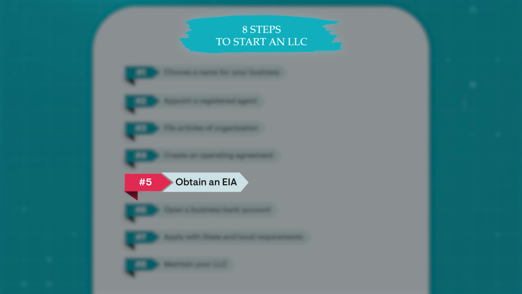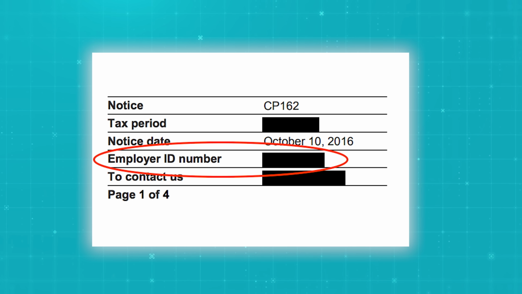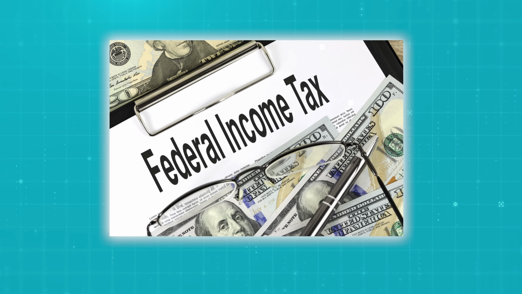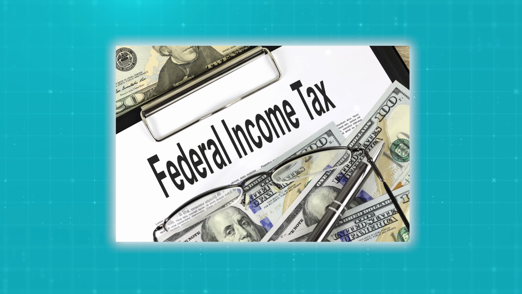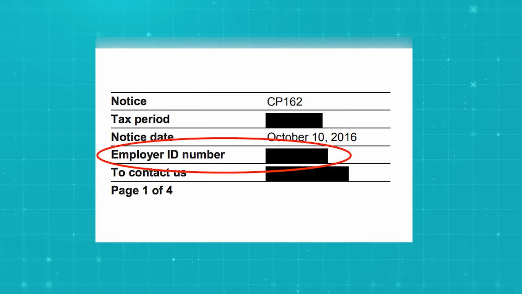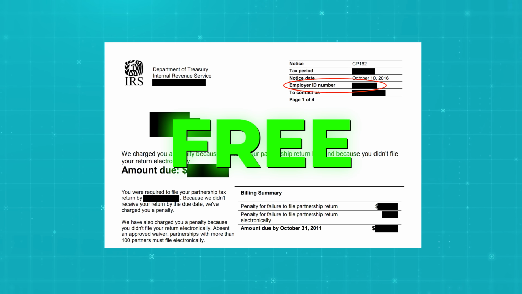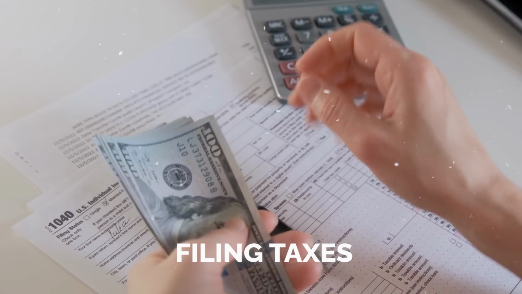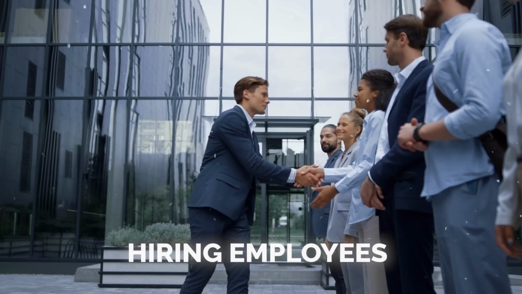Step 5 is to obtain an EIN. Now, an EIN, which is short for Employer Identification Number, is also known as a Federal Tax Identification Number, and is going to be required for tax purposes. You can apply directly for your EIN completely free through the IRS website. Your EIN will be used for filing taxes, opening business bank accounts, and when hiring employees. You can think of an EIN as a social security number, but for your business.